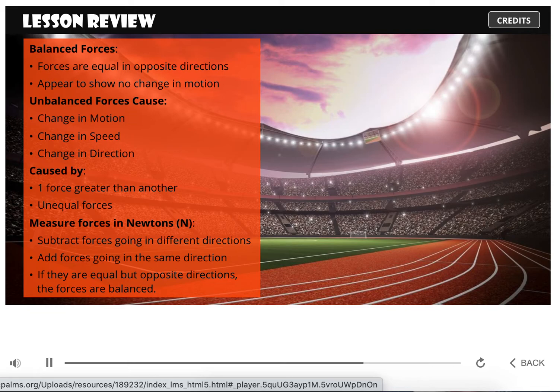Next time you play a game or sport, or watch a sporting event, think about the forces. Are they balanced or unbalanced? What is the sum of the forces? Have fun and think of science at the same time.